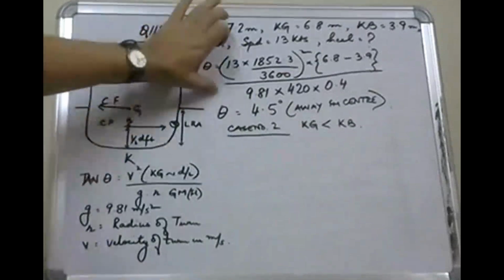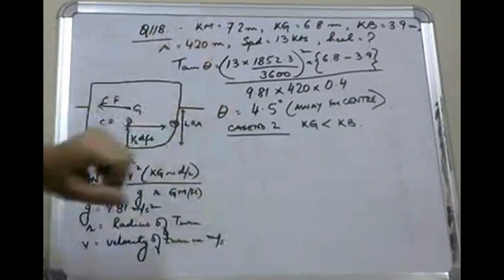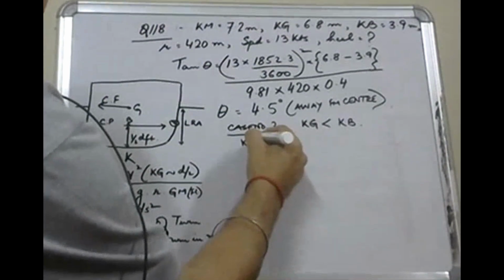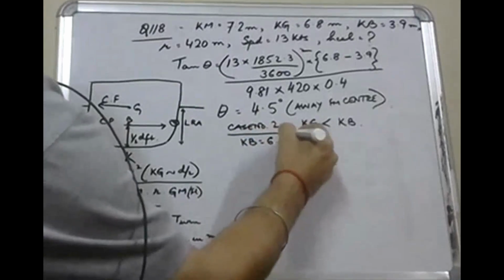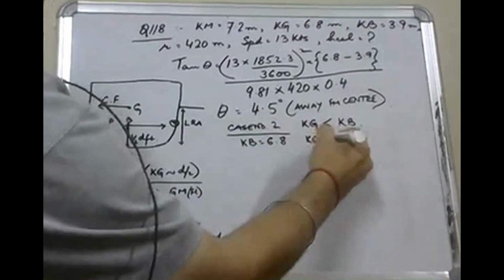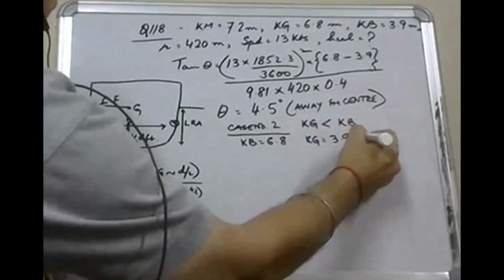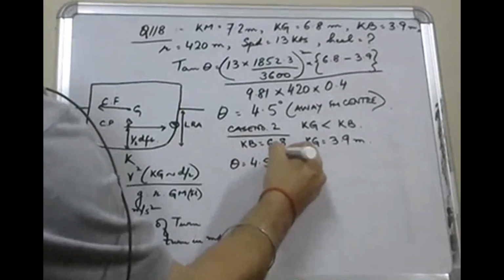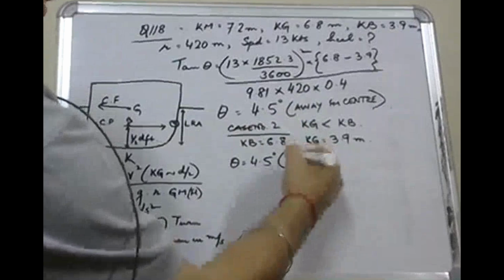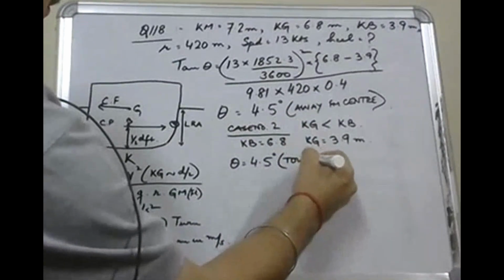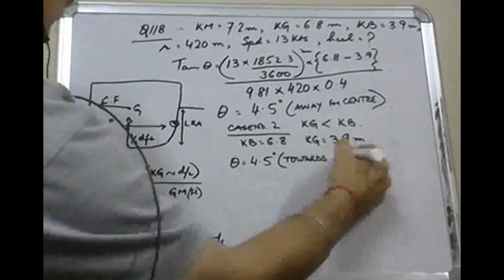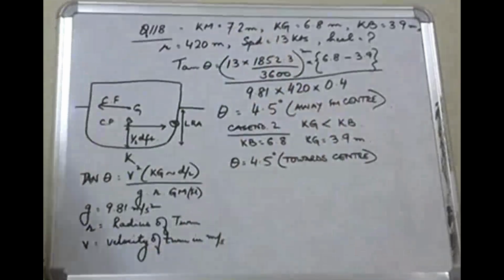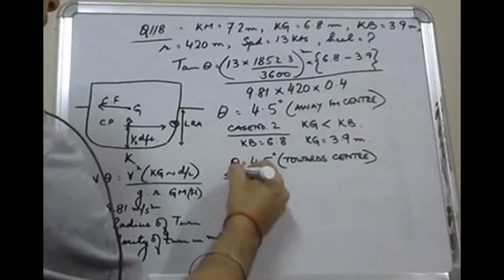This question is over. But supposing in another question, I give you KB is 6.8 and KG is 3.9. Your theta will be same, 4.5 degrees. Where will you heel? Towards the center. Correct. Absolutely right. Towards the center. Which are these ships? These are essentially naval ships, submarines.